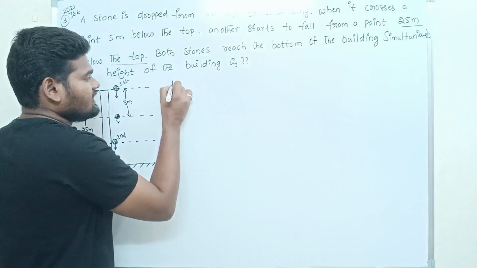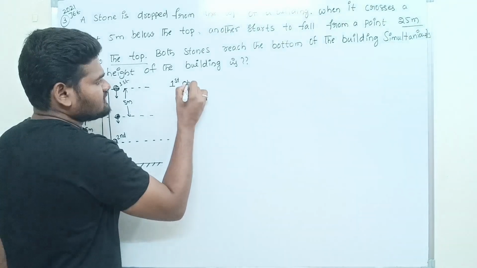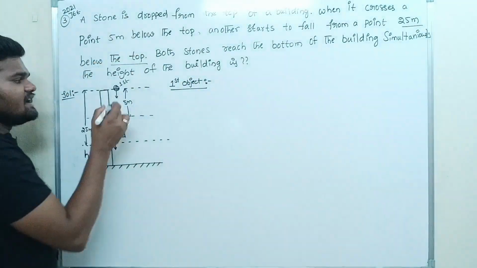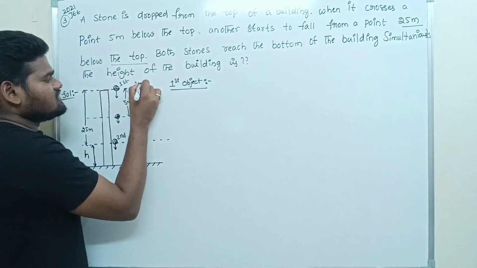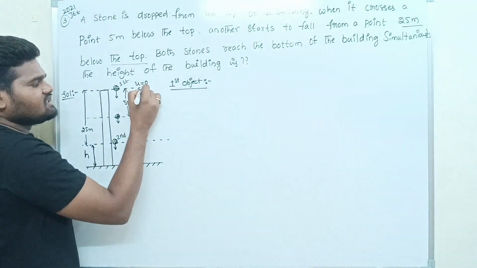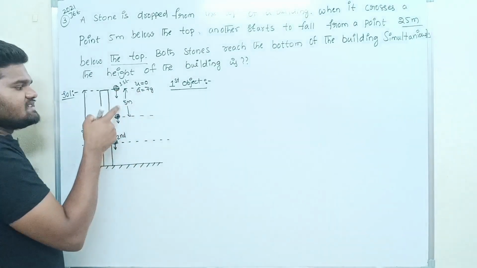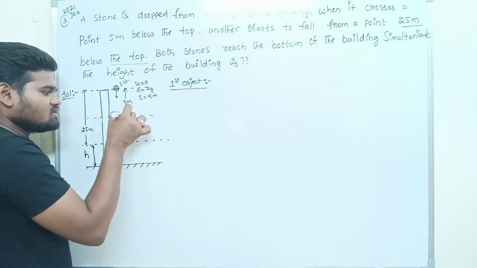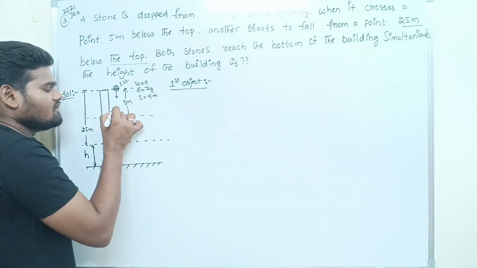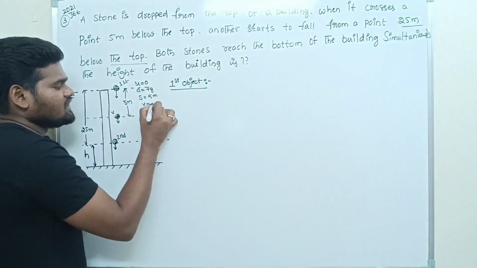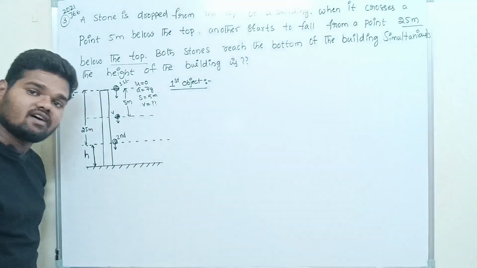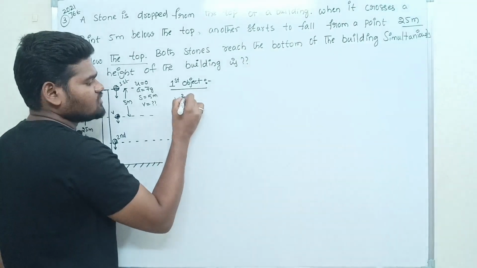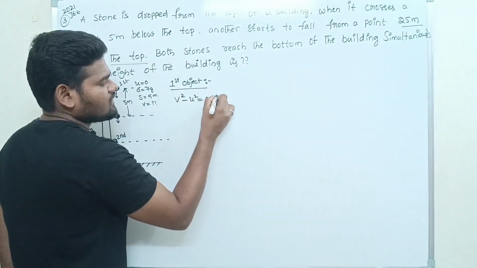So now, in case of first particle or first object or first stone, whatever it is, have a look. It is dropped from a certain height h. So its initial velocity is equal to how much? 0. And the acceleration due to gravity plus g. What is the displacement of this object? s is equal to 5 meters. So when it reaches the 5 meters, this object has some final velocity. Let us say v be the final velocity of this object or stone. I want to find this final velocity of the first object, and taking the equation of motion, that is v square minus u square is equal to 2as.